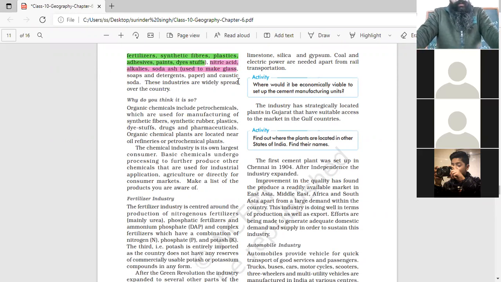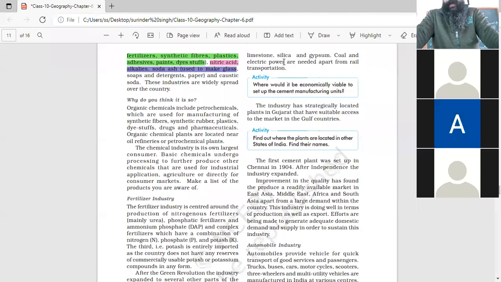Nitric acid. Third, alkalis. Soda ash, which is required for making glass, soaps, detergents, and paper. Caustic soda is required for the manufacturing of soaps and detergents.